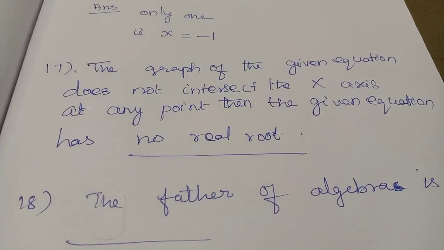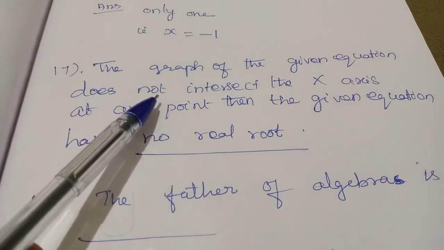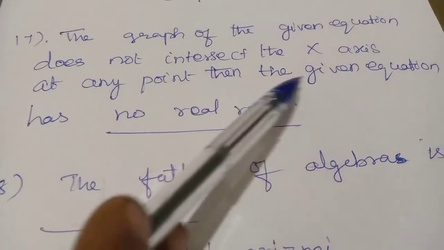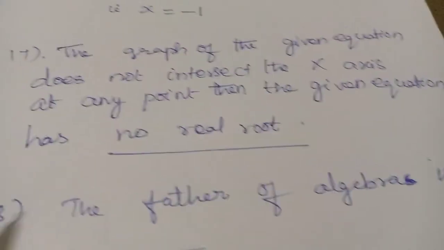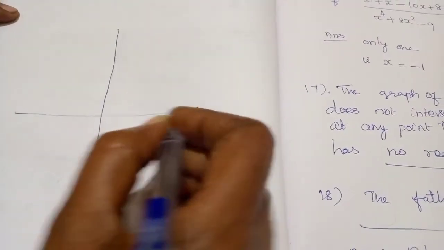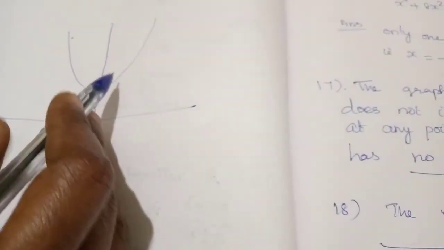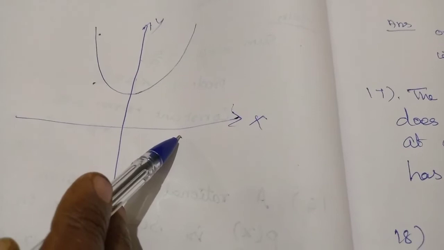Question number 17. The graph of the given equation does not intersect the x-axis at any point, then the given equation has dash, no real root. Did you understand this? By this example you can understand. Let us consider this graph. This is the y-axis, this is the x-axis. Let's imagine this is the graph, this parabola does not intersect the x-axis. So the solution is no real root.